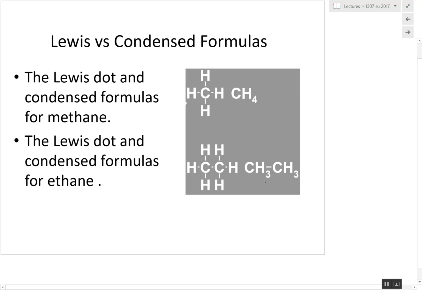Some of these slides, like the condensed formula here, really only needs to be this. That's the condensed formula. It doesn't need this line here. I'm sorry that I haven't. Condensed formulas don't normally have the lines. There are some times where they will be there. If there's a double bond, we'll show it with lines, but there doesn't need to be any lines right there. It's all single bonds. We'll get into that some more, okay?